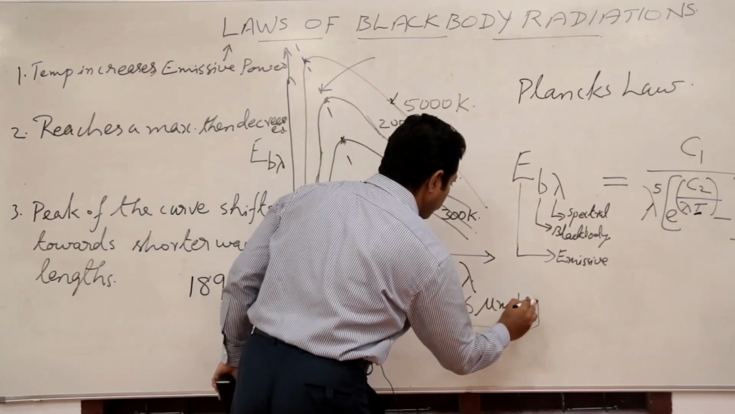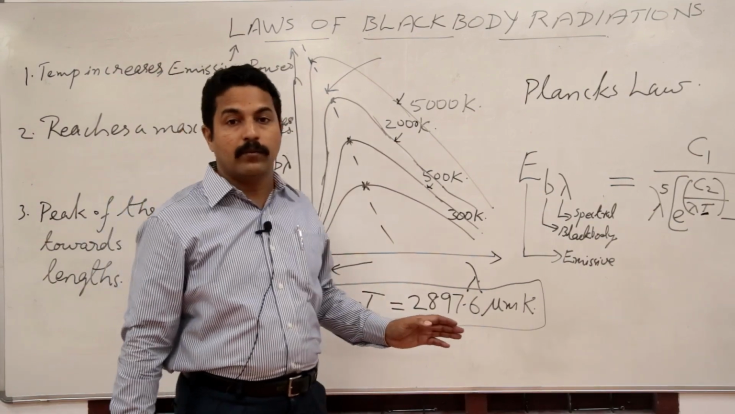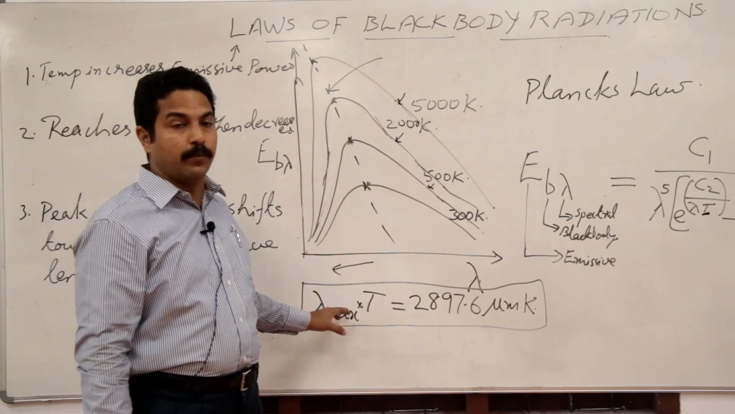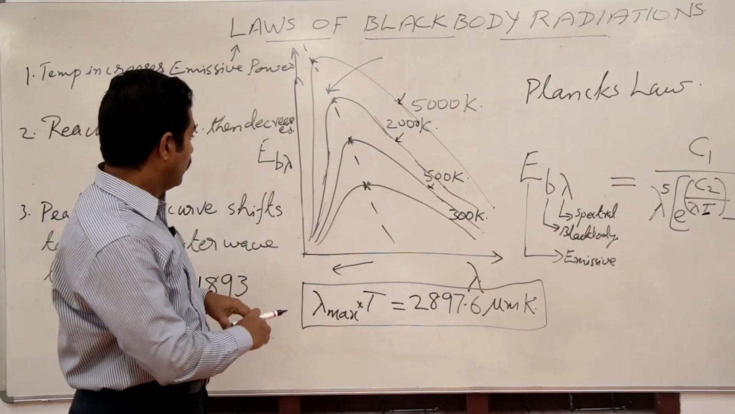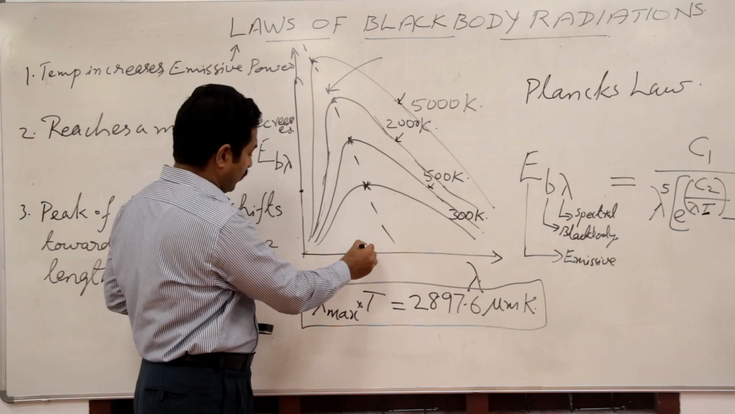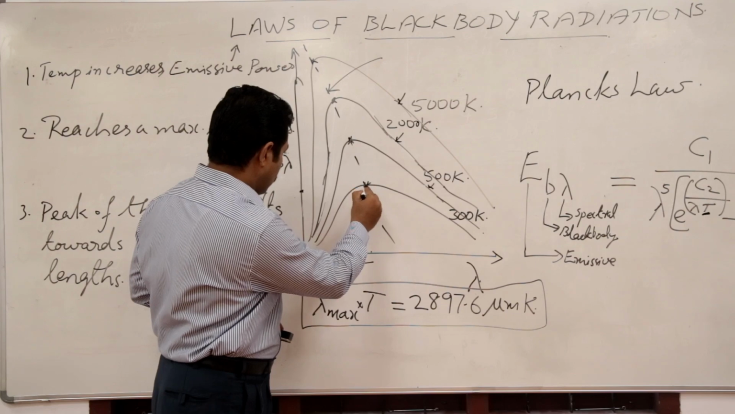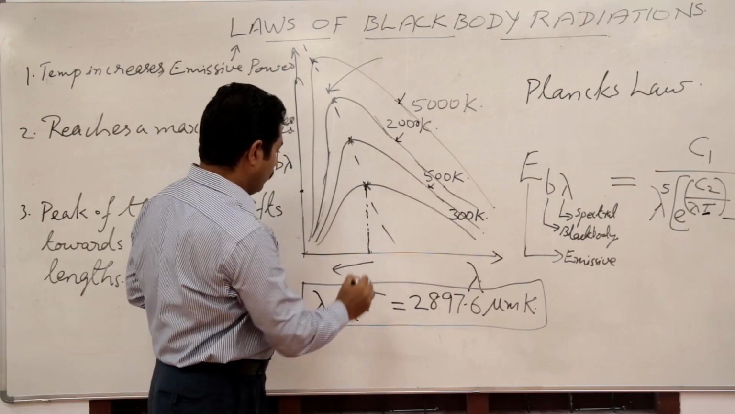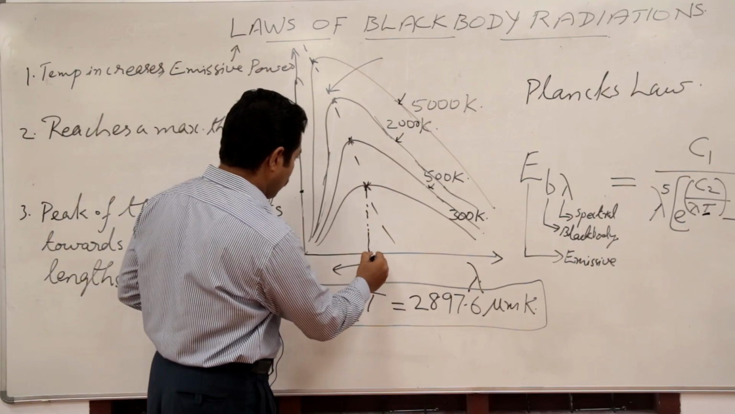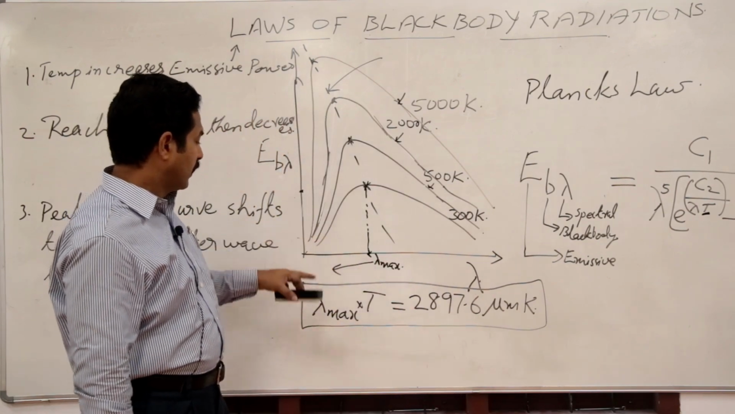Lambda maximum, this is not the maximum value of wavelength, this is the maximum value of the emissive power at a particular wavelength. So this is the maximum value of emissive power at a particular wavelength into temperature. If we take this case, for 300 Kelvin, this is the lambda max for the case of 300 Kelvin. That is lambda max into temperature, that is 300.